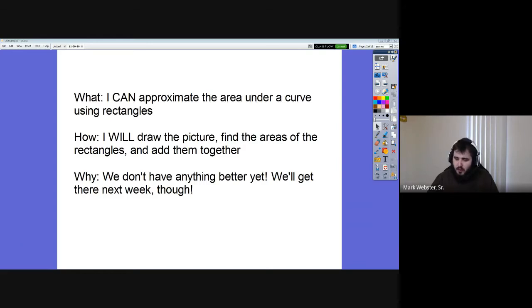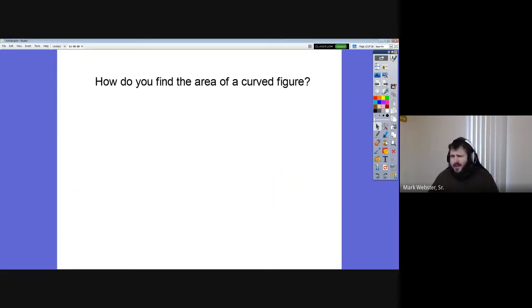So today we're going to do the approximation, just like when you were doing slope way back when. And then on Thursday, we're going to do the approximation of what this is, using the limit to take it to what it needs to be. And then starting next week, we'll realize, hey, this is all stuff that we know how to do. All right, so how do you find the area of a curved figure?